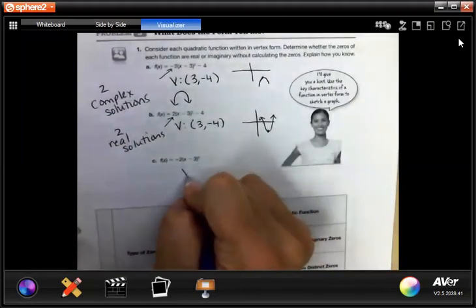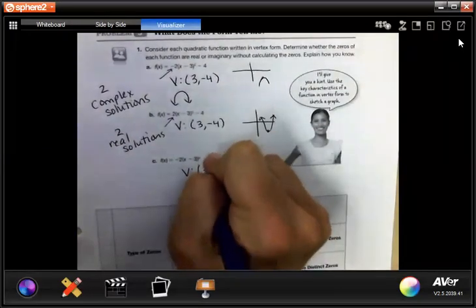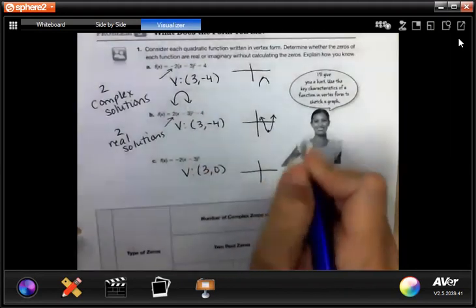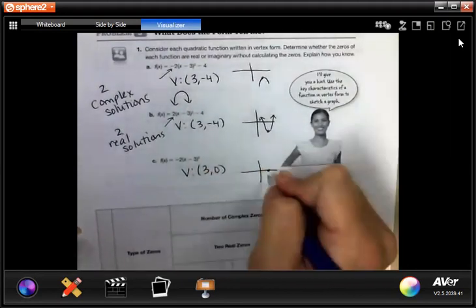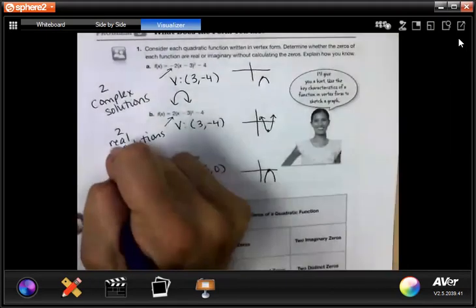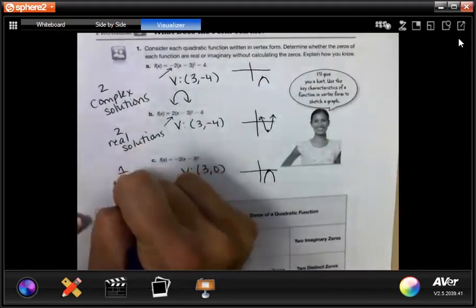In this last one here, again in vertex form, our vertex is 3, 0. As soon as I see that 0 there, I know that's a root. So that has to be right here. Whether it opens up or down isn't going to change anything. That vertex is on the x-axis, so that's going to be one real solution.